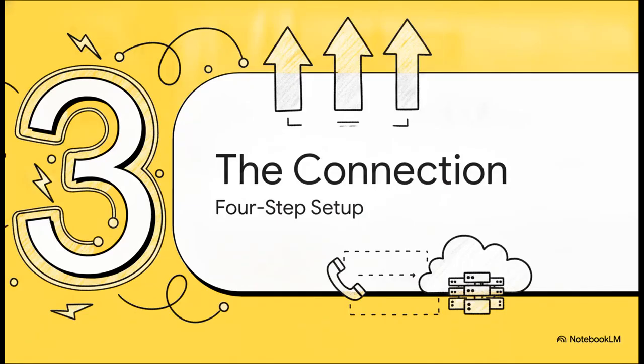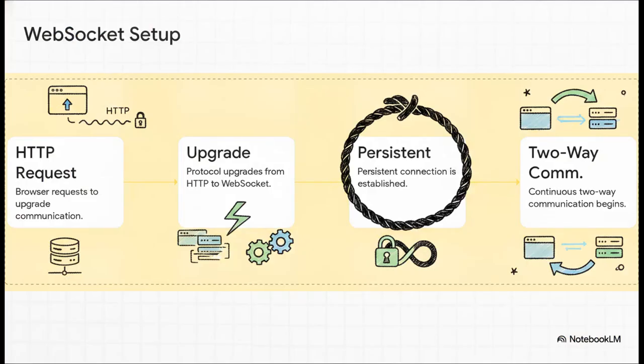Let's look at the actual mechanics in Section 3, the 4-step connection. Getting this persistent phone call established is actually a 4-step process, and Step 1 has a really fascinating twist. It starts out as a completely normal HTTP request. The browser contacts the server and essentially says, hey, I want to upgrade this communication. Moving to Step 2, the server evaluates that and accepts the upgrade to a WebSocket. By Step 3, all that normal HTTP behavior completely stops, and a persistent connection is firmly locked in. Finally, in Step 4, continuous two-way communication kicks off. No more repeated setups, the channel is just wide open.